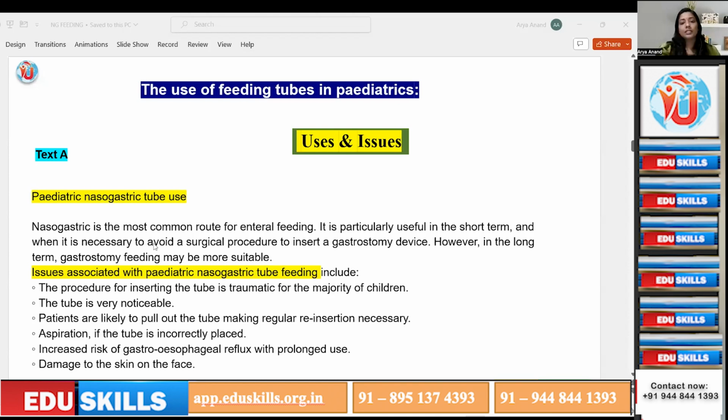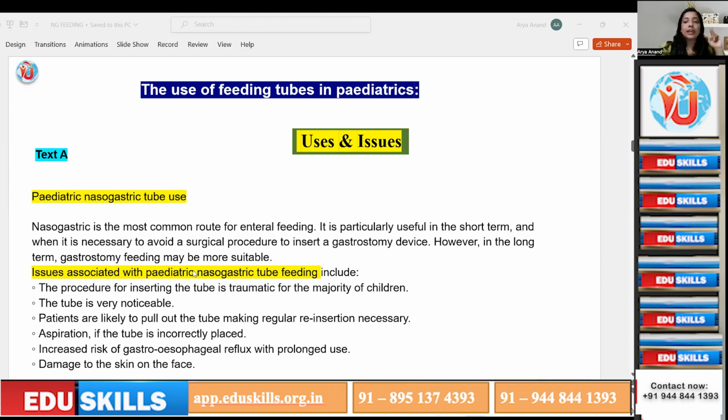The thing is, within 2 minutes you need to skim. Then only you can manage. Then within 2 minutes you need to complete your 1 to 7 answers. Then the 8 to 14 questions you need to complete within 4 minutes. Then again the 15 to 20 questions you need to complete within 4 minutes.